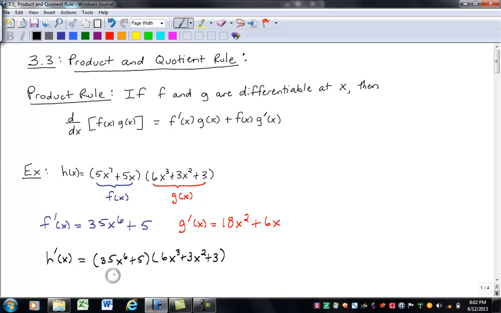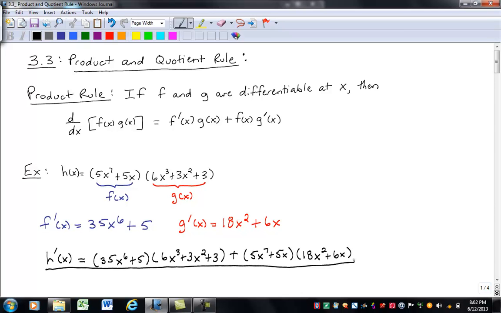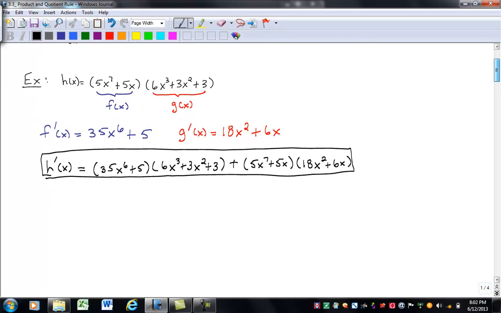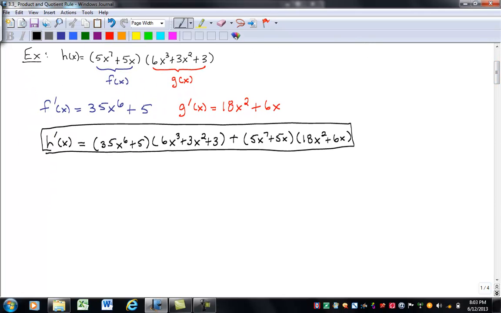So there is f prime times g, then there's a plus sign, and then we do f. Well, f was 5x to the 7th plus 5x times g prime, and g prime is 18x squared plus 6x. And at the moment, that's good enough for me. You don't have to go and simplify that any further. When you're using the product rule in the beginning, I just want to see that you can actually put it together correctly. So that's how you would use the product rule to find the answer to that.